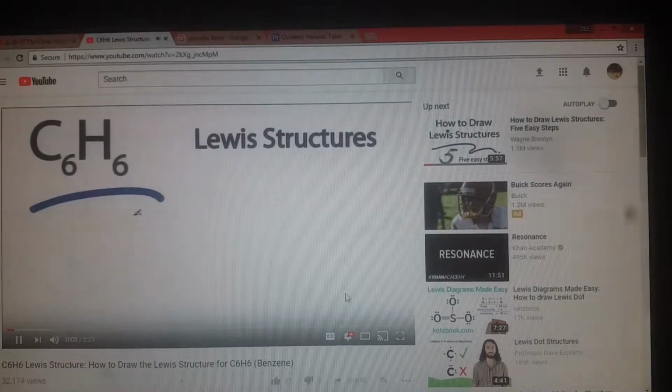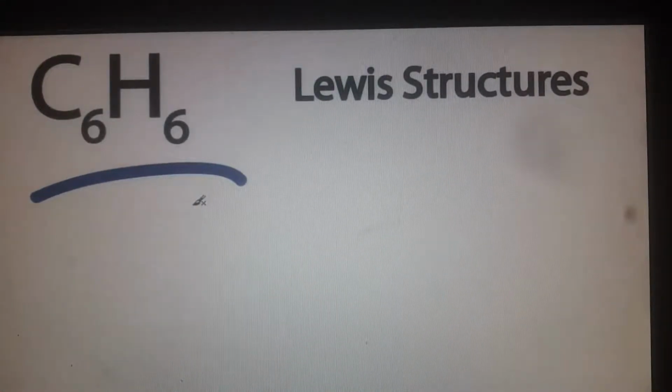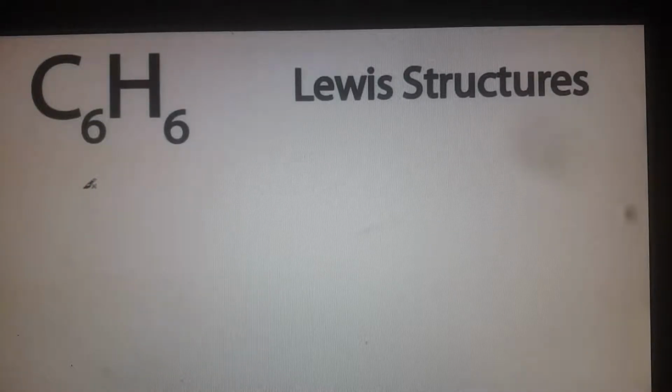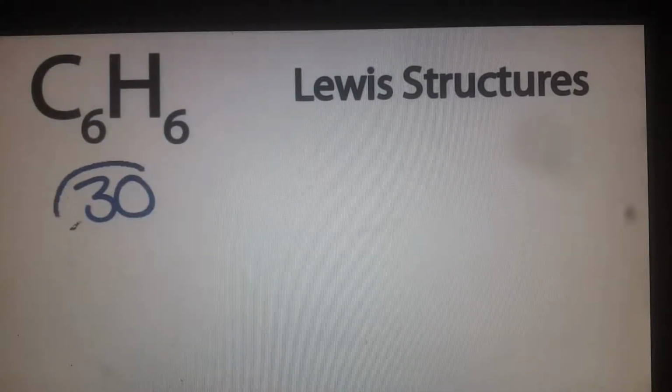C6H6 Lewis structure. There are 3 ways we can draw it. The most common is benzene. I'll explain how to do that, and then I'll show you the other 2 ways that we can draw the C6H6 Lewis structure. So we have a total of 30 valence electrons to work with.